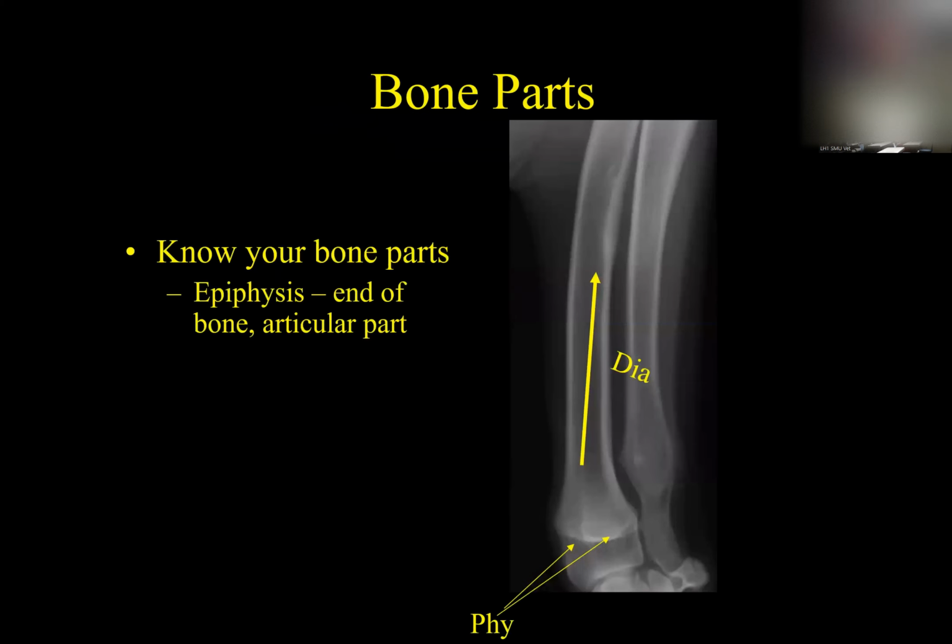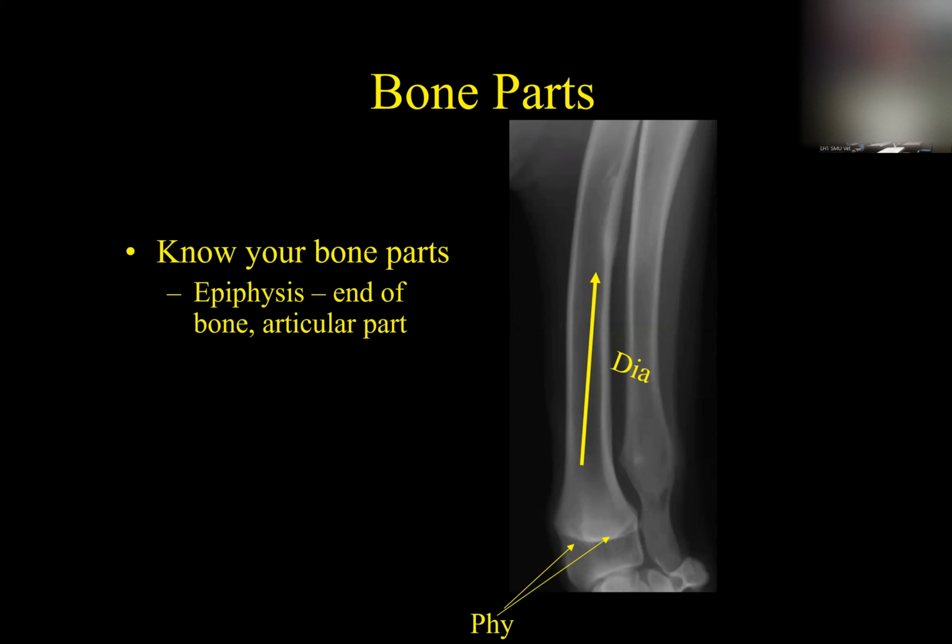Okay, then we have to talk about the names of bone parts of the long bones especially, and growth plates. Okay, so let's think of a long bone. What are some examples of long bones in a dog? Well, it'd be the radius, the ulna, the humerus, the femur, the tibia, and the fibula. Those are your big long bones. And all of those long bones have different parts.